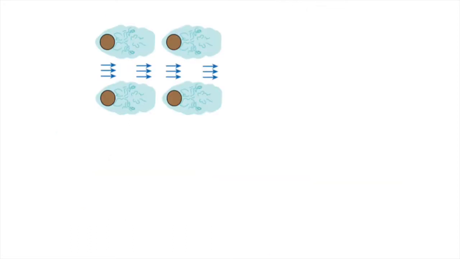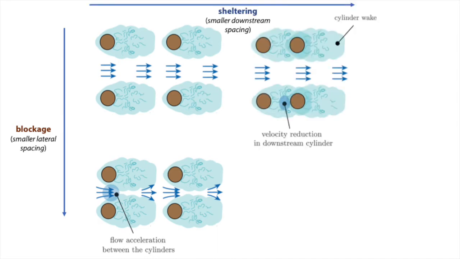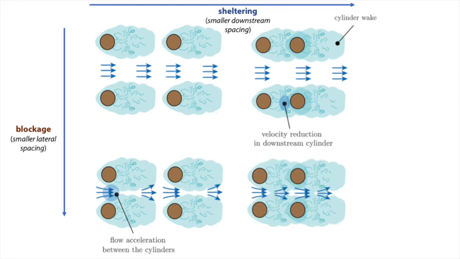If a group of cylinders is very sparsely placed, there may be the situation where they do not really interact with each other or affect the surrounding flow, so you can assume them as single cylinders. But if the lateral spacing becomes smaller, there will be more flow acceleration and larger forces acting on the elements. Inversely, there can be the situation where the downstream separation between the elements is so small that downstream elements are submerged in the wake of upstream elements, which reduces the velocities and the forces acting on them. And there can also be a hybrid situation where there's both flow acceleration and sheltering.